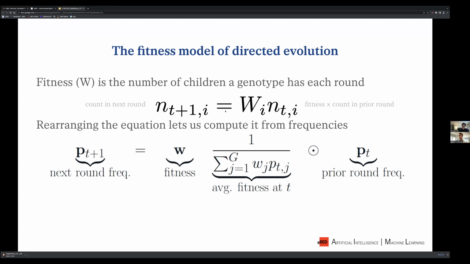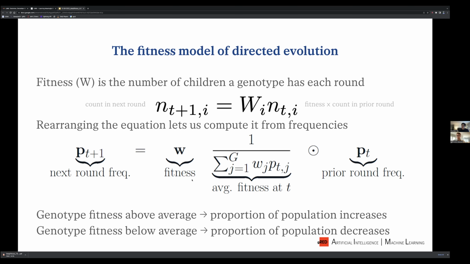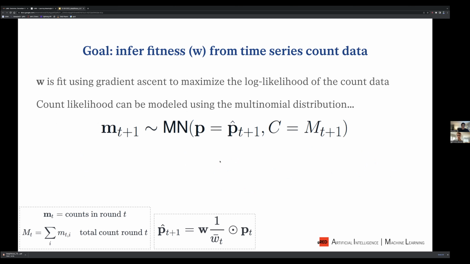Now, we can rearrange this equation in order to write fitness in terms of population frequencies rather than total counts, because our data only is a subsample of the total population. Basically, what this new equation says is that if genotype fitness is above the average fitness, then its frequency will increase in the next round, and vice versa. So this is the fitness equation. Our goal is going to be to use this fitness equation to infer fitness from our time series count data. We'll fit W using gradient descent to maximize the log likelihood of the data.